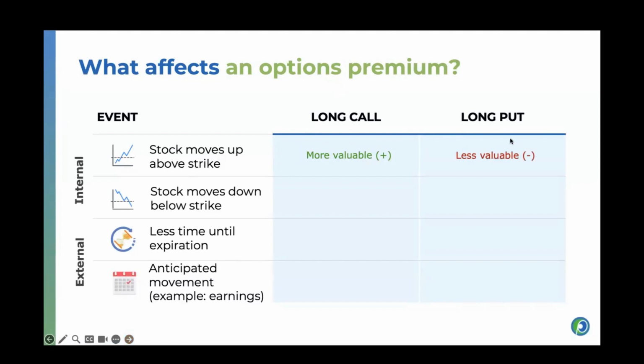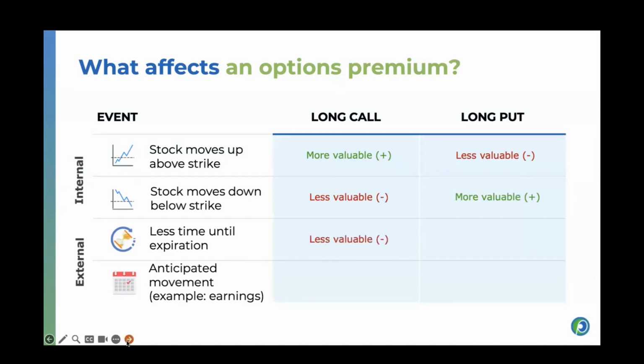The inverse is going to happen with the long put. It's going to become less valuable because it contains the right to sell. And if the market is pricing in a better price, then that contract becomes less valuable. Conversely, if the stock moves down below the strike price, since we have the right to buy with the long call, that's not going to be valuable because now the market's more favorable. Long put is going to be more valuable because we have a higher price point to sell than the market.